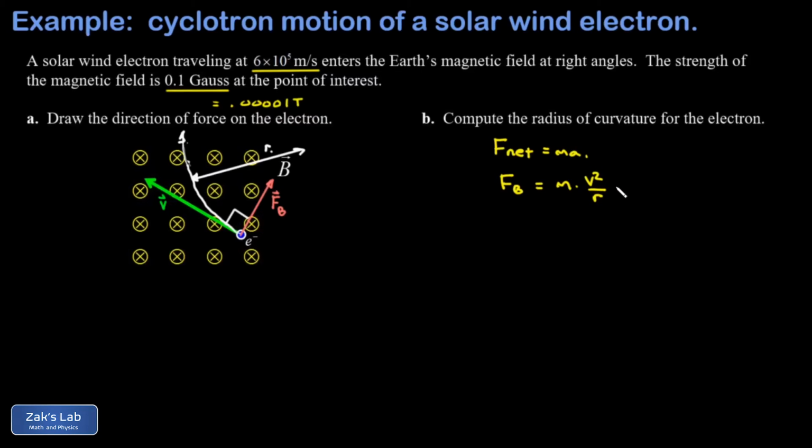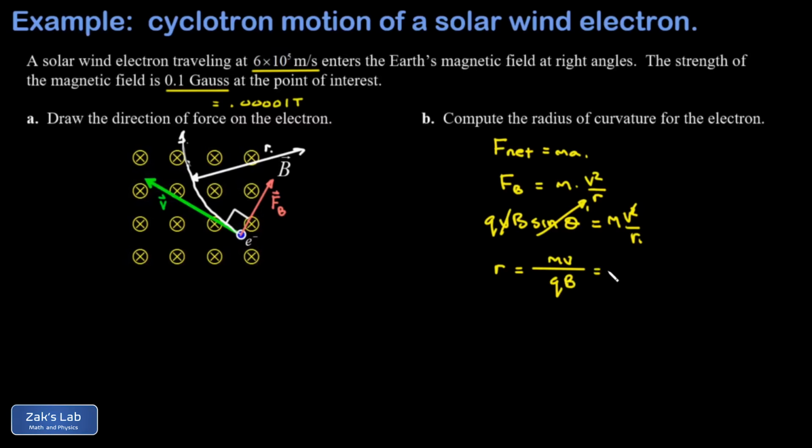Now the magnitude of the magnetic force on this electron is given by QvB times the sine of theta, where theta is the angle between the velocity vector and the magnetic field lines. Well, that's 90 degrees, and the sine of 90 is just 1. So we're left with QvB equals mv squared over r. We can cancel one factor of v. And what we're trying to solve for in this problem is the radius of curvature. So I multiply both sides by r, and then divide by QB. And I find that the radius of curvature is mv over QB.